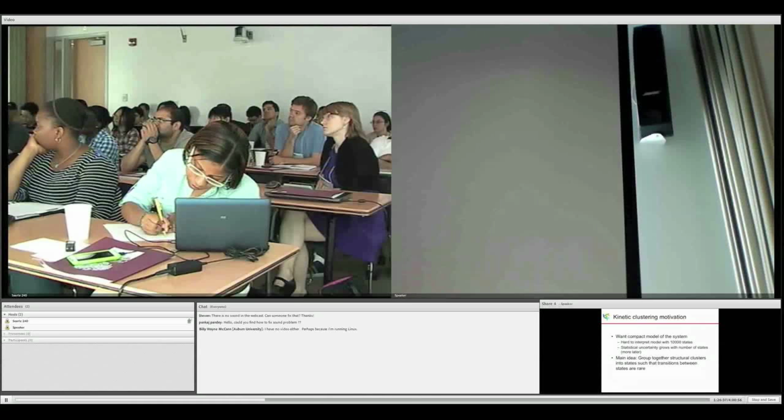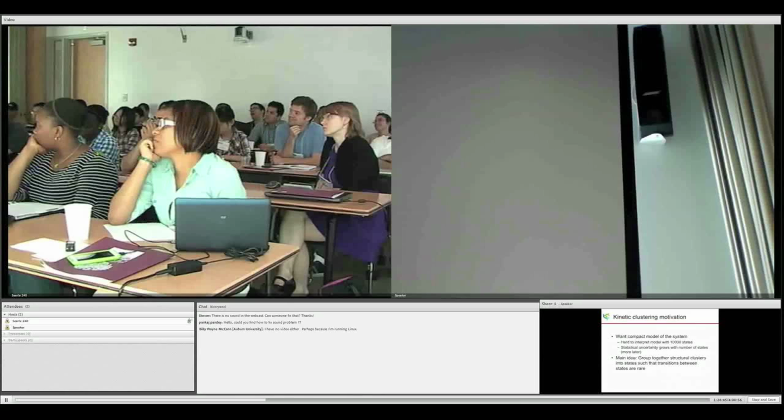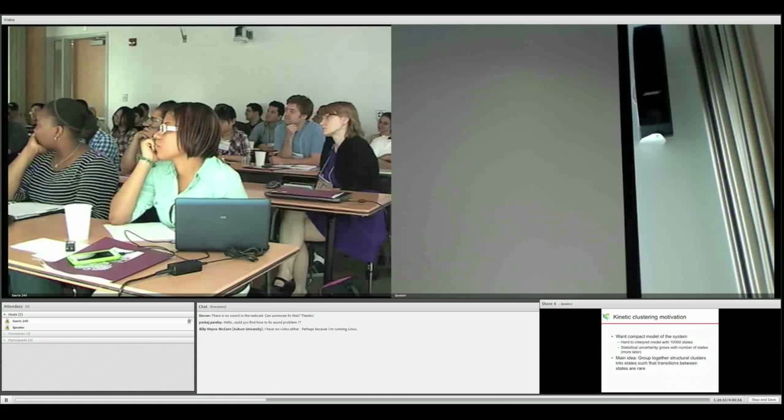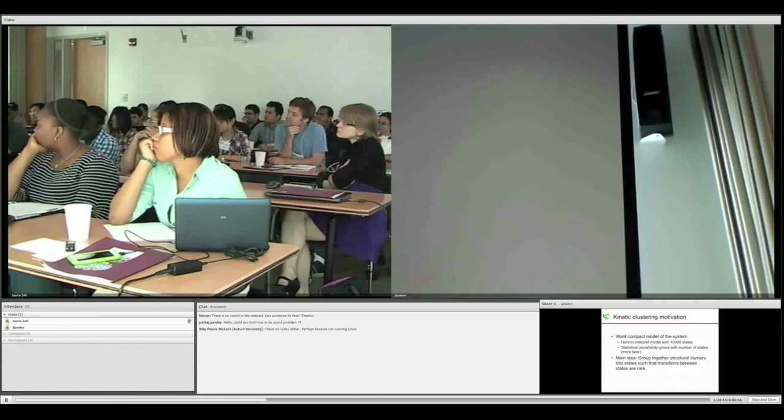I need to somehow understand what's happening. I want to see kind of what these pathways are. I want to see kind of what these different states represent. It's often challenging to do for a model with 10,000 states. The other piece that I'll talk about a little bit later in the talk in more detail is that the statistical uncertainty is going to grow with the number of states that we have.